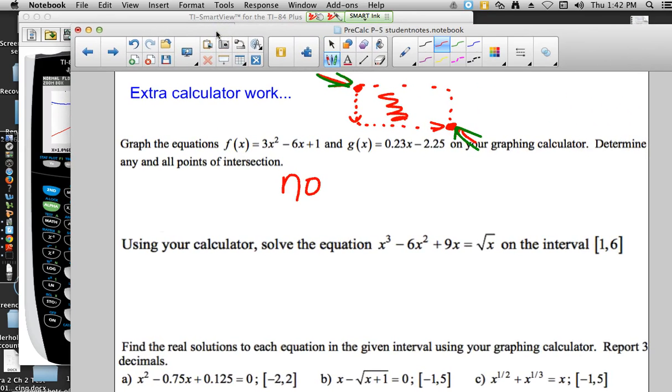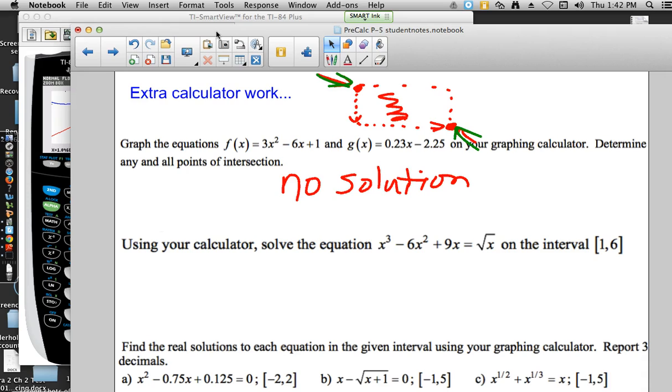So for this first extra calculator problem, what this was about was showing you something we call grapher error. It's not that it graphed it wrong, it's just that the calculator has only so many pixels. It can only get so close. So we have to know the difference. And when we get an error message from our calculator, we have to know what it's trying to tell us.